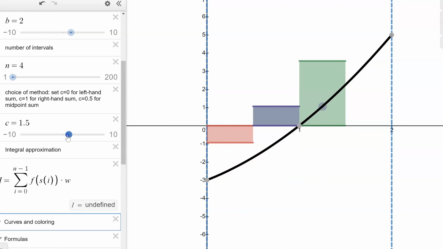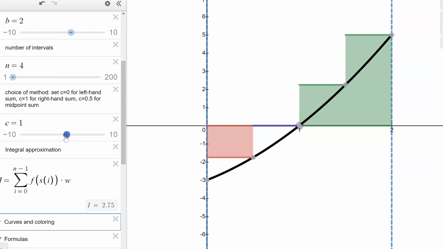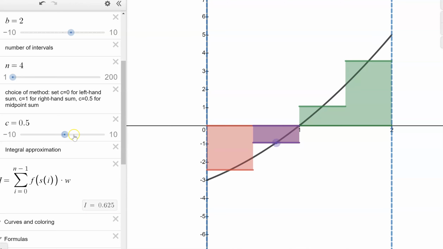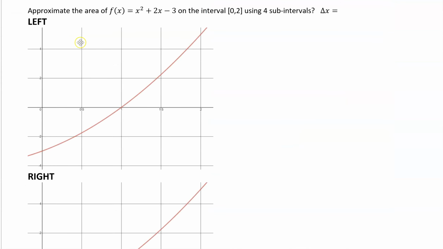And then we're also going to do right. And so that would be our right, our right, our right, and our right. And then we're also going to do midpoint. So let's give this a shot. So we're going to start with the left.